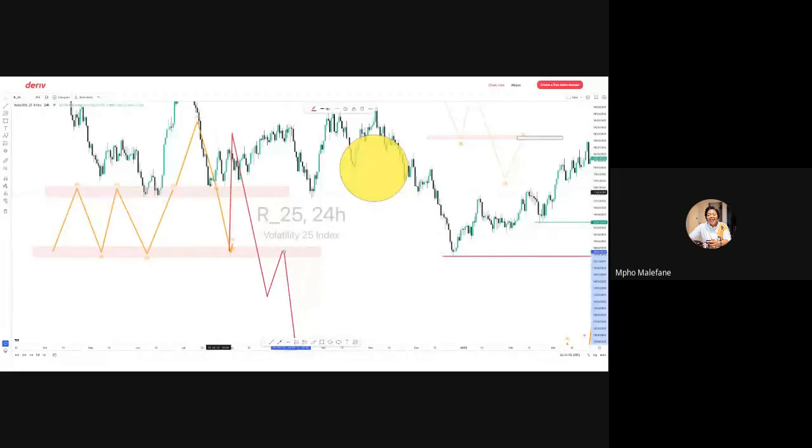After it broke the zone, it came to retest it. It broke it again, it came to retest it, but it just passed it. It has retested. You understand? So that's the first law, second law, third law, 4.1 law, and 4.2 law.